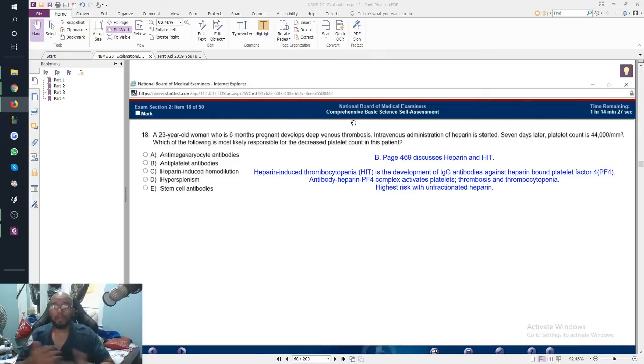Okay, so this is a very straightforward question, right? They gave her heparin. Now she has low platelet count. That's HIT. Heparin, a low platelet count is thrombocytopenia. They didn't use the word in the question, because then it would really kind of ring a bell for you.